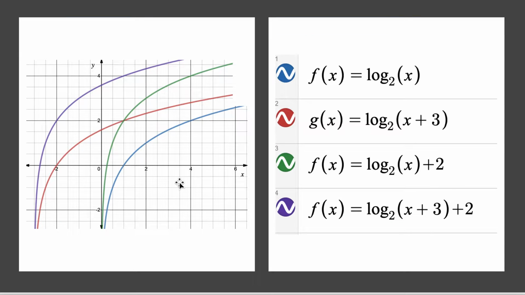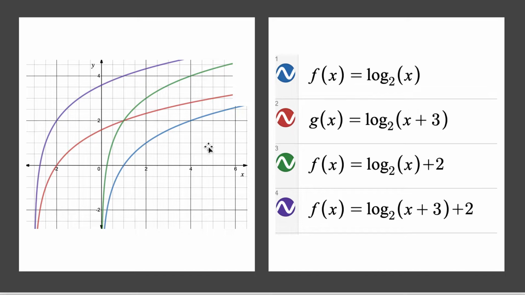If we graph this in Desmos or a graphing calculator, we get the parent function f of x equals log base 2 of x, which is the blue function here. We already know how to graph this; it is a very basic function. And now the red function is g of x equals log base 2 of x plus 3. How can we compare the parent function to the function g?